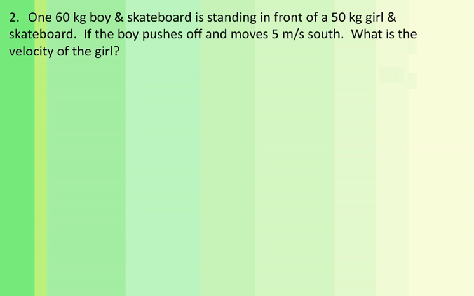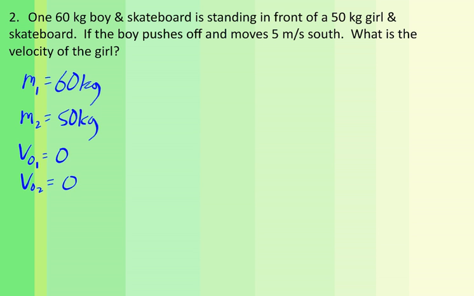Looking at our next example, we have a 60-kilogram boy on a skateboard. So we've got 60 kilograms, standing in front of a 50-kilogram girl on a skateboard. So our mass 2 is 50 kilograms, right? And they're standing. So the initial velocity of 1 is 0, and the initial velocity of 2 is 0. Because both people are standing together, not moving, and they're going to push off, I know this is an explosion.